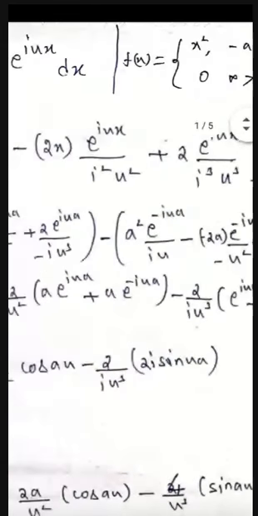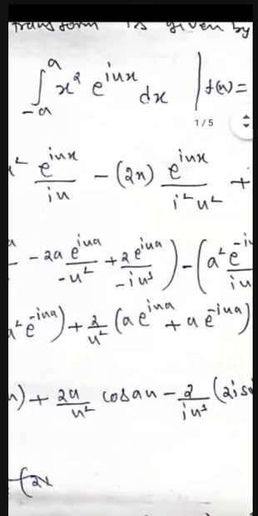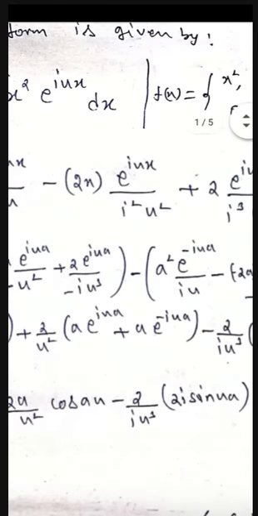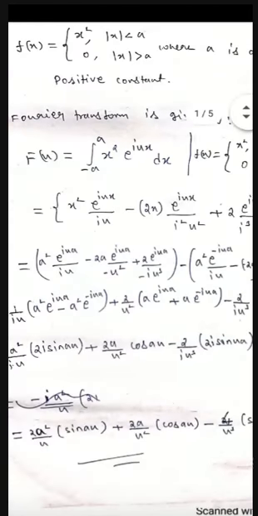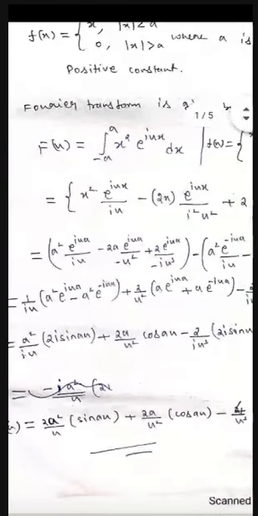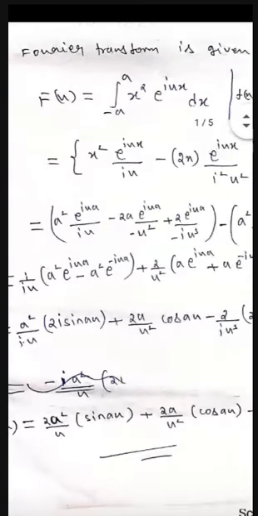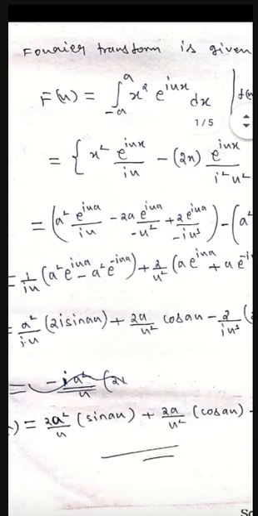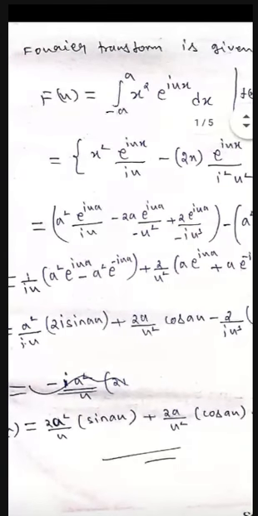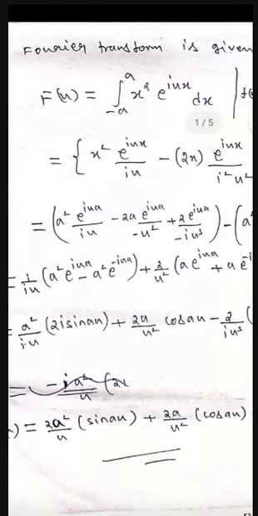where you have the last term, and here the last term. You can take out minus 2 by iu cube. From this one, I can take out a square as a common factor. If you have taken a square common factor, you will get e power iua minus e power minus iua.